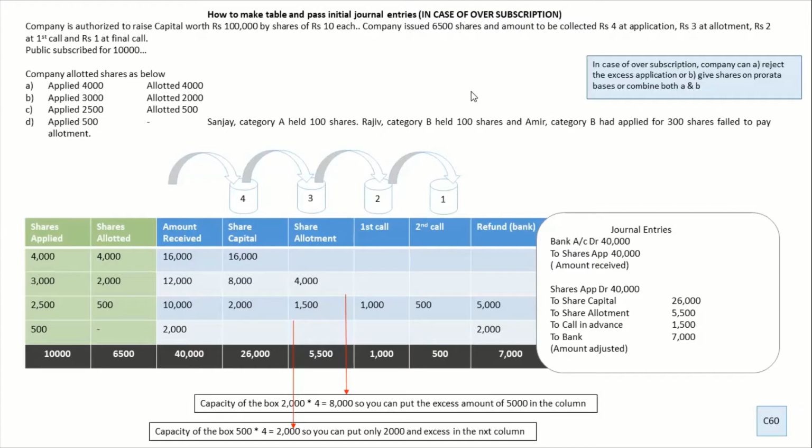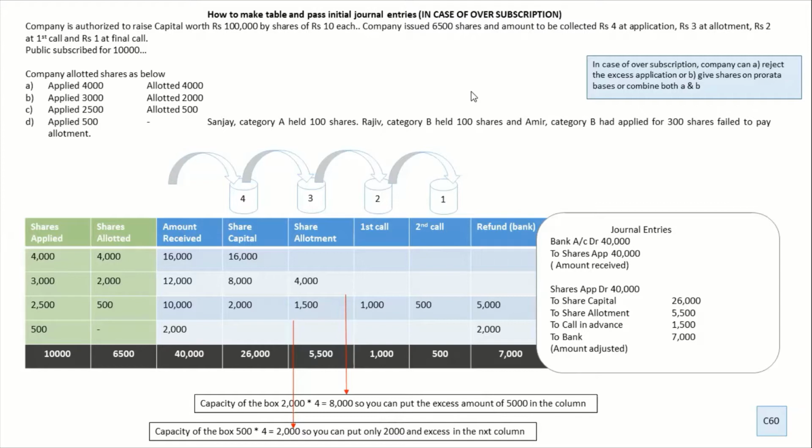You start writing shares applied and then shares allotted. We are talking about the number of shares. So whatever category the question gives you, you have to simply put that straight away. 4,000, 3,000, 2,500 and 500 is what I have written as applied, and allotted is what company has given them. So now if you see the total, public subscribed 10,000 shares and company gave 6,500 because company had only that many shares to give.